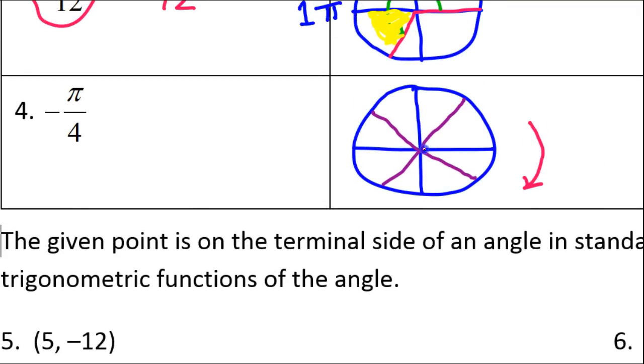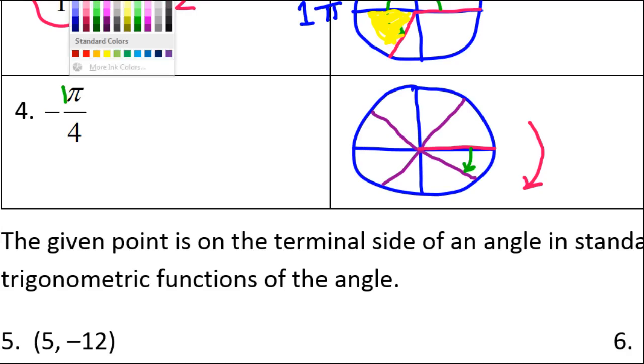Alright, what happened to my initial side? Let me try that again. So I know I need to go clockwise because it's negative. And I'm going negative just 1 pi over 4. So I'm just going this way, just one position. So I'm ending up right here. So that's it. That's my sketch.